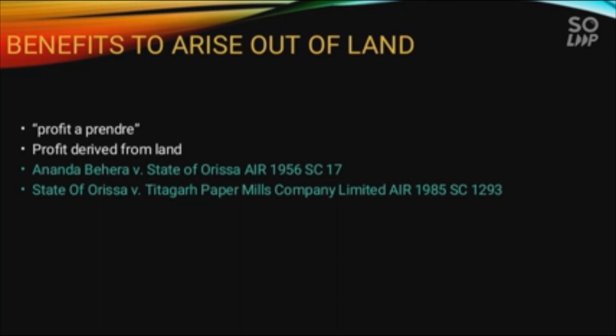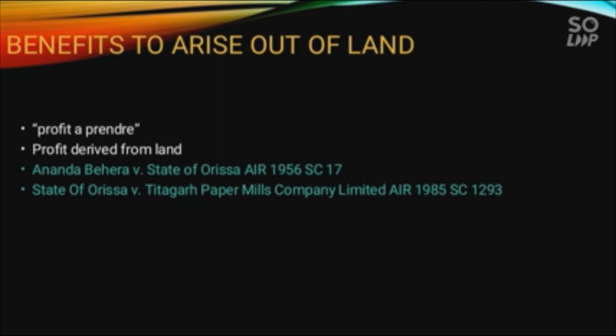The next case is State of Orissa versus Titagarh Paper Mills Company Limited. In this case, the Orissa Sales Tax Act empowered the state government to impose tax on certain goods. On the basis of this, the government issued notice to the contractor of standing timber and bamboo who agreed to sever it. But the contractors contended that it is not a sale but a lease of immovable property.